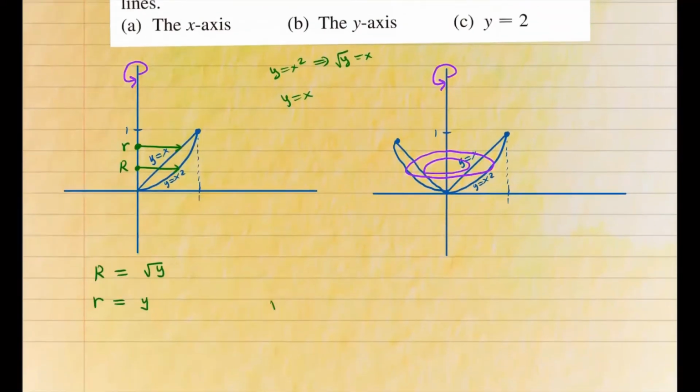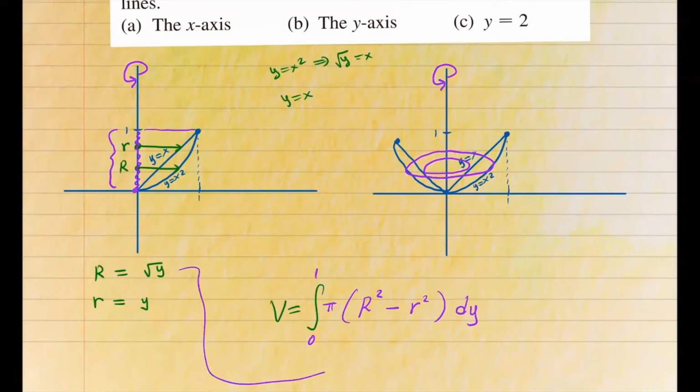Now we set up the volume. That's going to be the integral. Here we're also integrating along the y-axis, so from here all the way to here, that would be 0 to 1. Pi times the big R squared minus the little r squared with respect to y. Now replace big R and little r in terms of y.